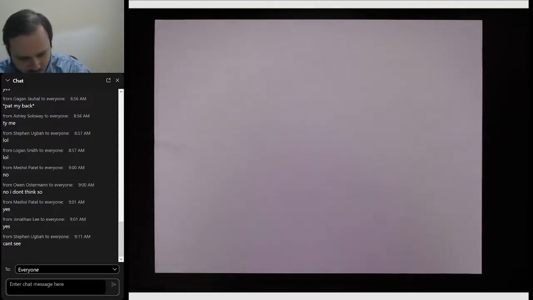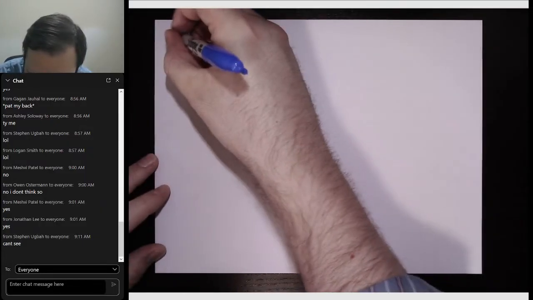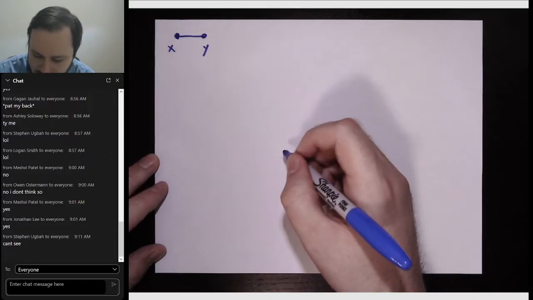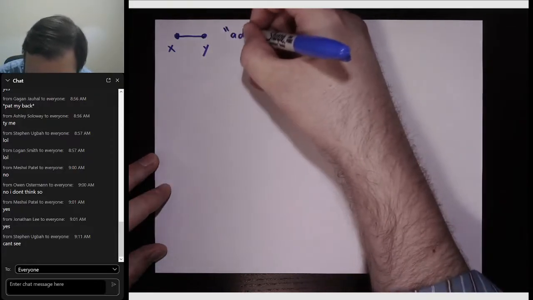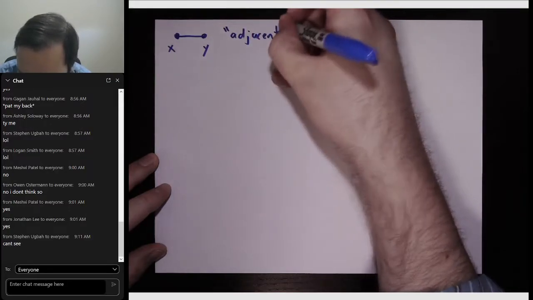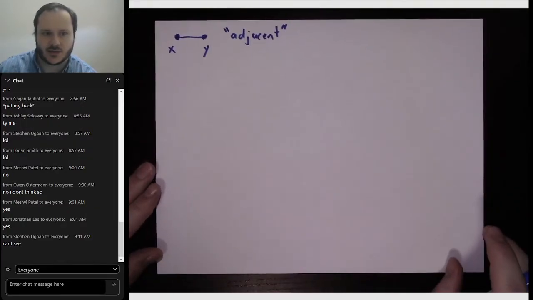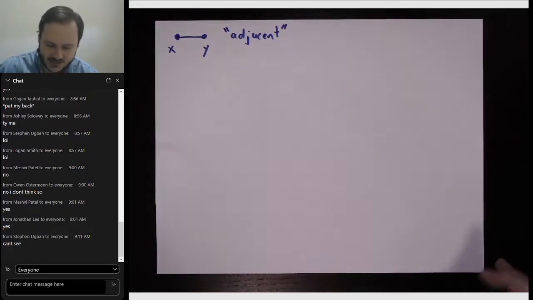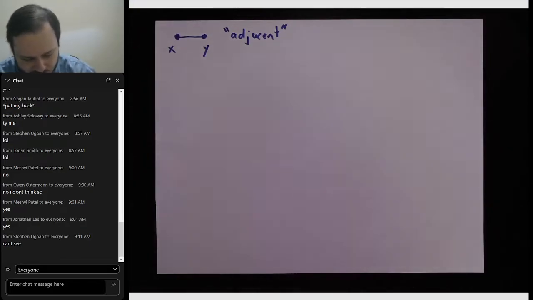Okay, let's gather back together, refocus, push through the rest of the lecture. So way back when, I talked about how if there was an edge from x to y, we said that x and y were adjacent. And I said there was a word that we were not allowed to use. I said we can't say that they're connected by an edge, because connected has a special meaning. So let's talk about that special meaning.